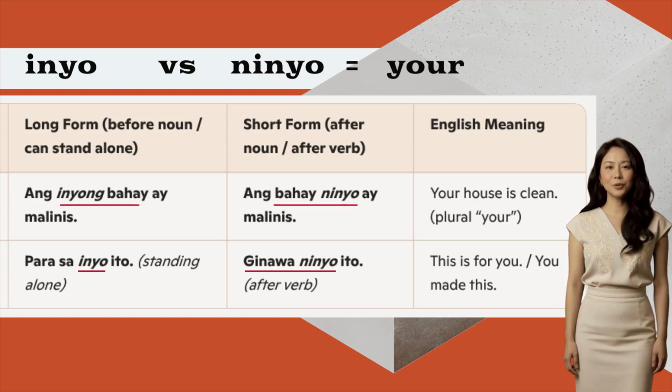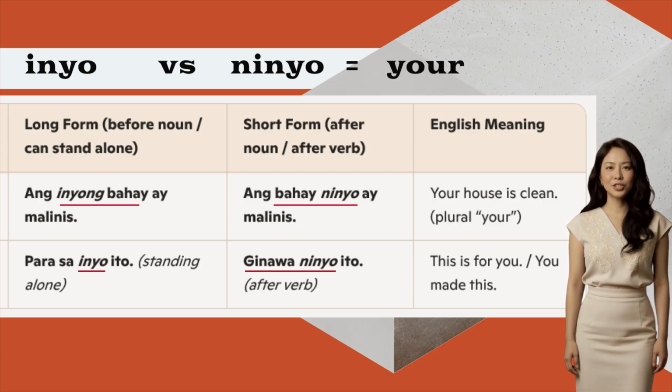We have our example number 1. Ang inyong bahay ay malinis. Ang bahay ninyo ay malinis. So your house is clean. Long form comes before the noun.